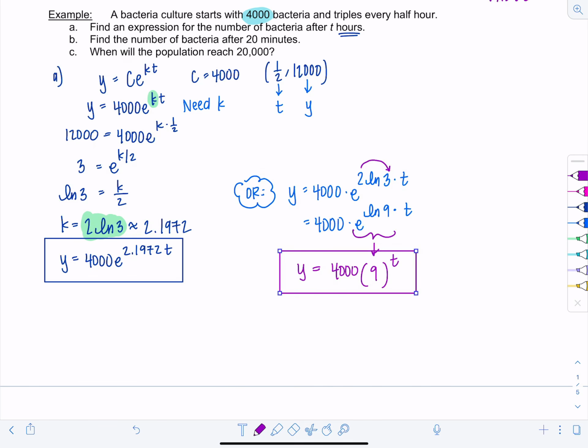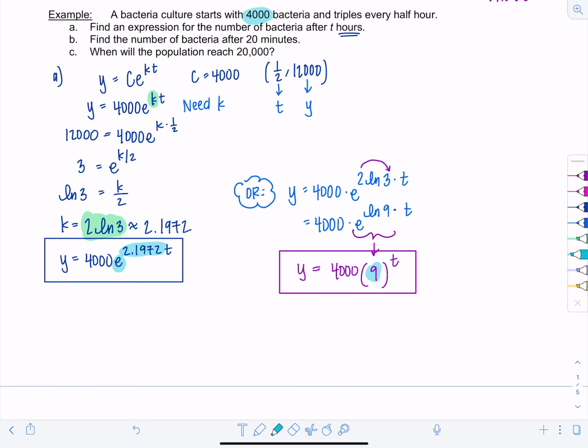So what's the difference? Well, notice here I still have base e. Here now I have base 9. However, I rounded here with k, and there's no rounding in the second one. So it just depends. Do whatever your instructor wants you to do. I don't really particularly care one way or another. Just make sure if you're rounding that you follow the directions regarding the number of decimal places. Okay, either one would be acceptable.